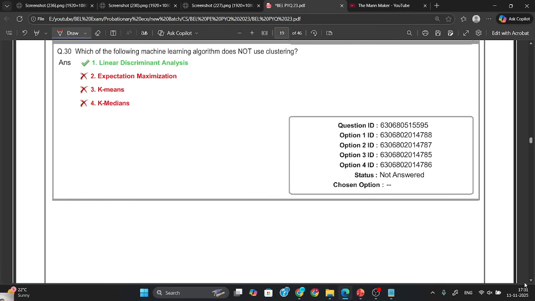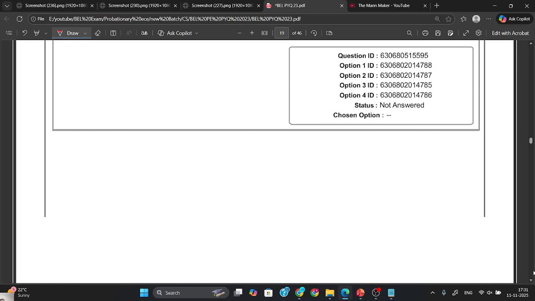Which of the following machine learning algorithms does not use clustering? Linear discriminant analysis does not use clustering. Option A is the right answer.